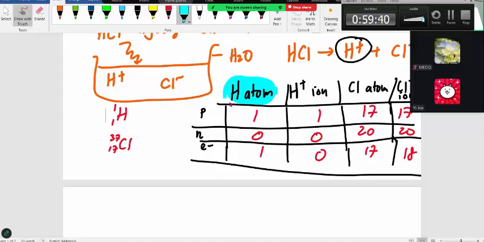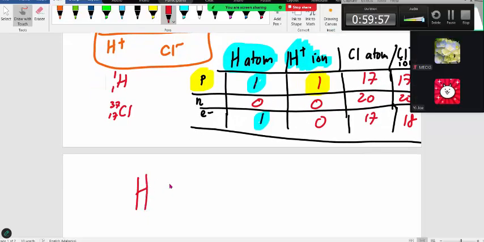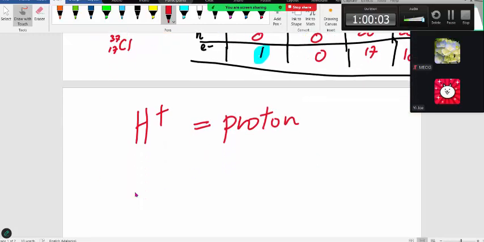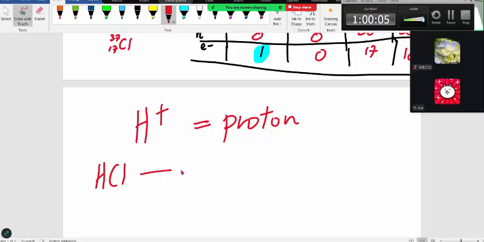Hydrogen atom has one proton and one electron. That's it. But a hydrogen ion only left with what? Only left with a proton. So is it correct if I say hydrogen ion equals to proton? Is that correct if I say like that? Okay.